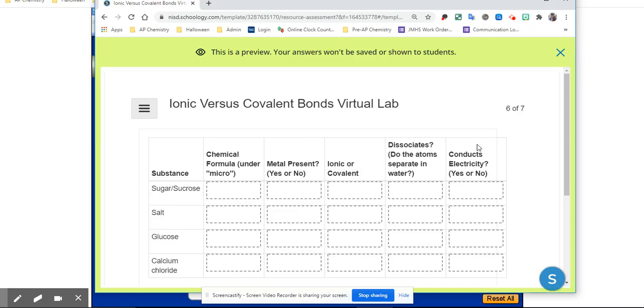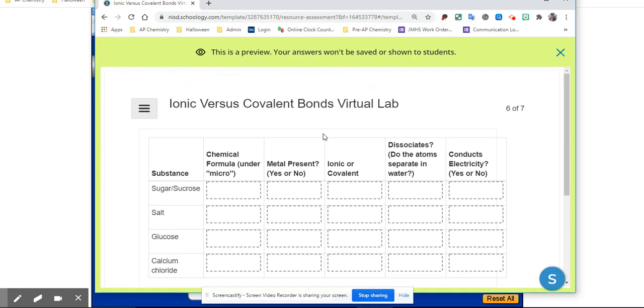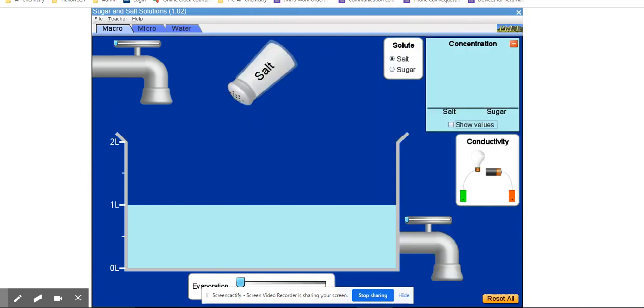I'm not going to show you which answers you're going to be dragging up there. I do expect you guys to be able to handle that yourself, but I will show you what you need to see on the simulation itself. So I'm going to move that out of the way.